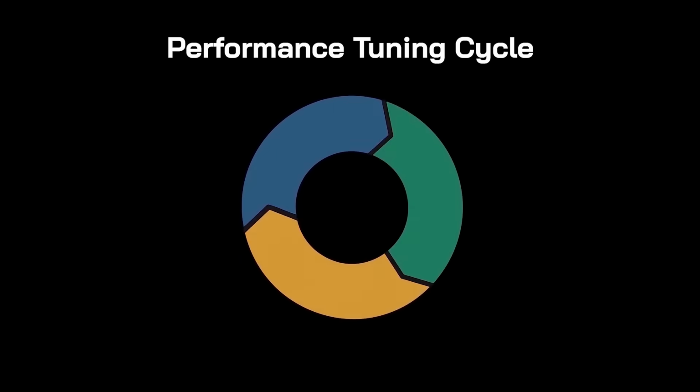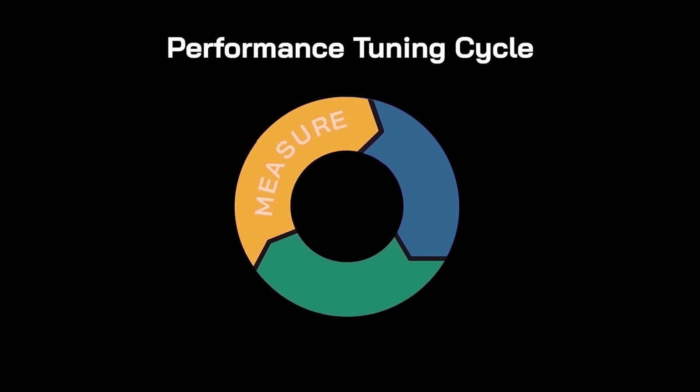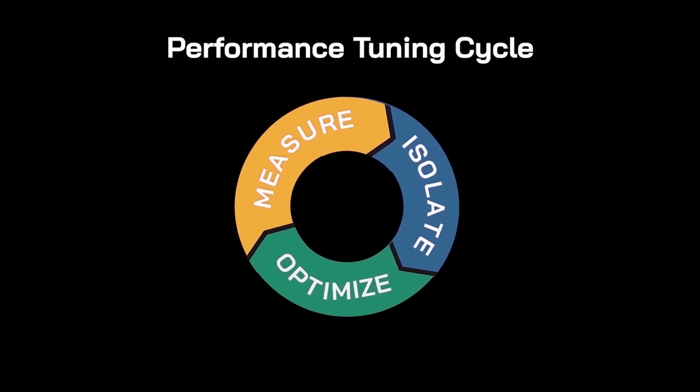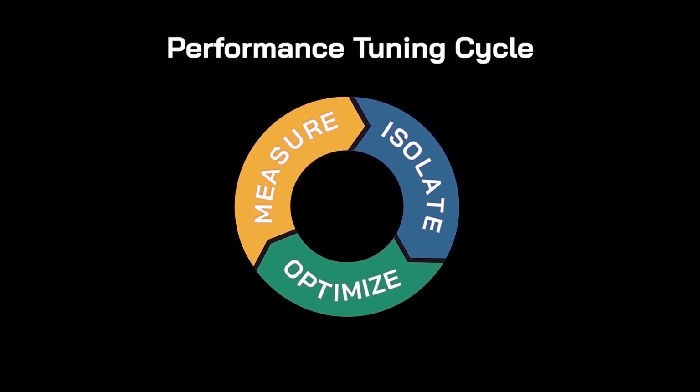Which is why the first step in the performance tuning cycle is to measure performance and see where your app is spending compute and other resources. Only then can we isolate the bottlenecks and optimize them away, using strategies and techniques which we'll talk about later. But first, what should we be measuring anyways?